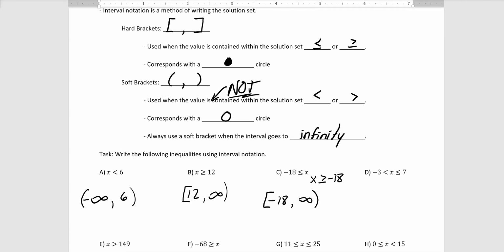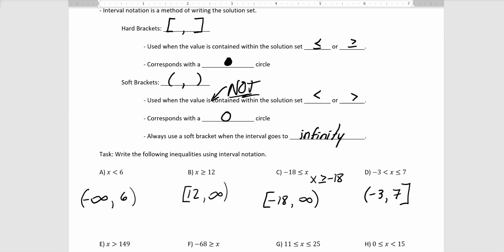All right, let's look at letter D. Negative 3 is less than x is less than or equal to 7. I think this is the one that is easiest to switch to interval notation. All we need to do is use a soft bracket for negative 3, since that less than symbol is not equal to, and then 7 is the largest value it can be. Since it can equal 7, it'll have a hard bracket.